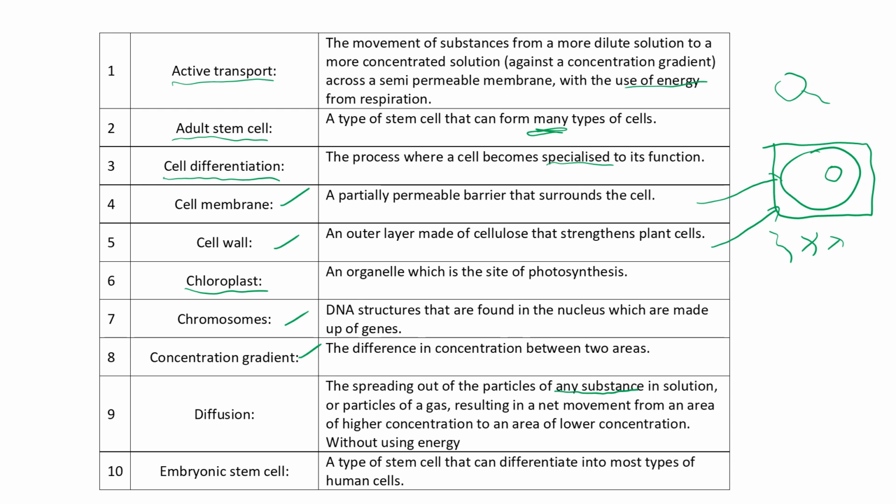The difference in concentration between two areas, concentration gradient. The spreading out of particles of any substance, so any substance in a solution or particles of a gas, resulting in the net movement from high to low, no energy, diffusion. A type of stem cell that can then differentiate into most. So where we talked about many before, this is now most, which is an embryonic stem cell.